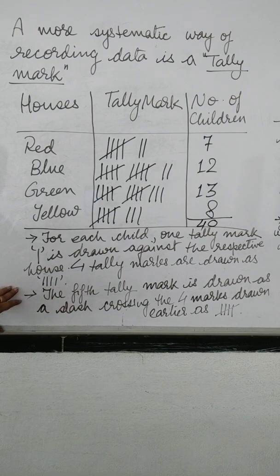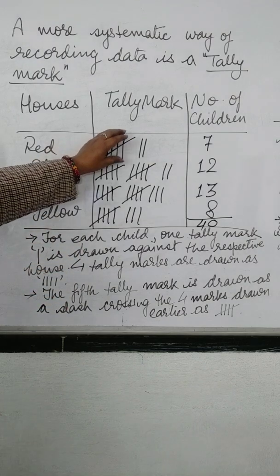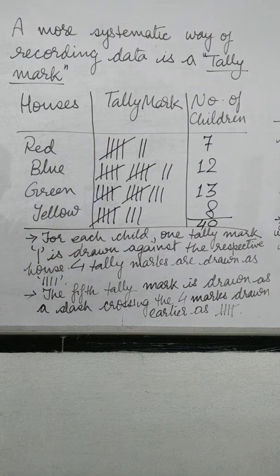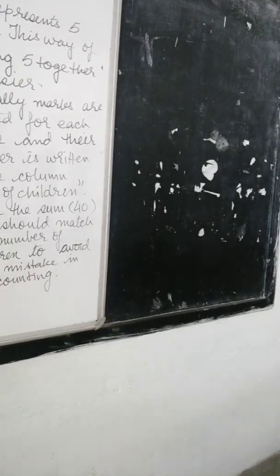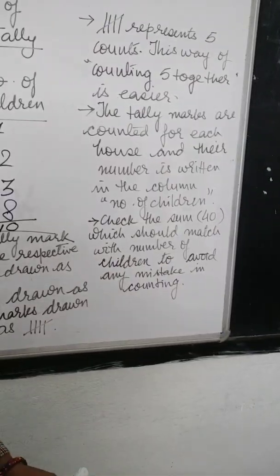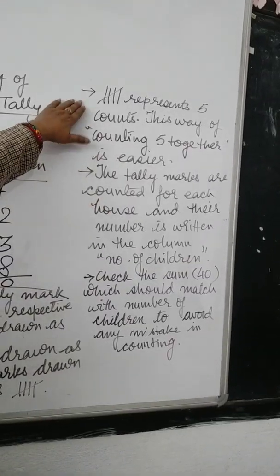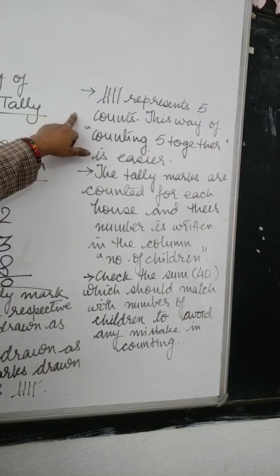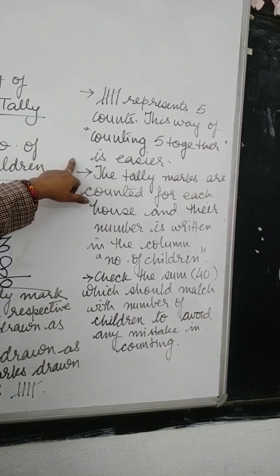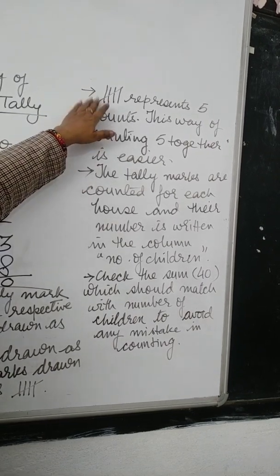4 tally marks are drawn, 1, 2, 3, 4 in a consecutive way, and the 5th one in a cross section way. And one group is a collection of 5 units. So this is tally mark. Now let us understand the marking scheme of tally marks. See here, this represents 5 counts. This way counting 5 is easier. When we see this, it means 5.